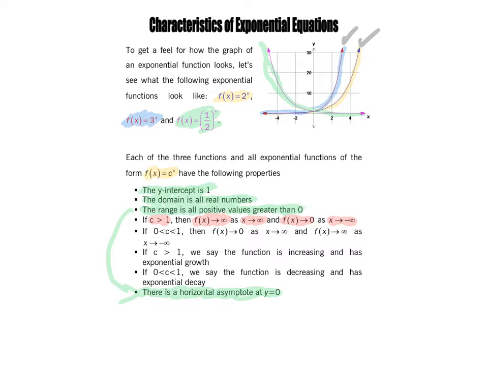However, if c is between 0 and 1, then the graph goes towards 0 as x approaches infinity, or the graph goes towards infinity as x approaches negative infinity. An example of that is this one right here, which is modeled up here. Instead of going up and to the right, that graph goes up and to the left. Okay?